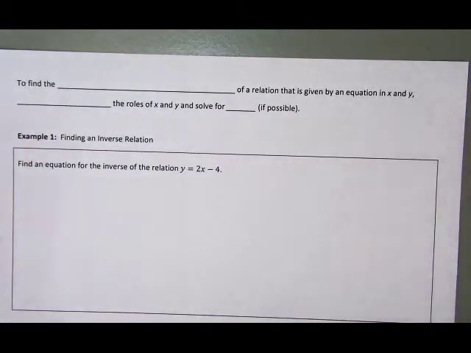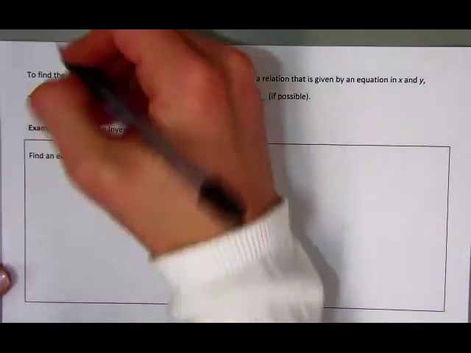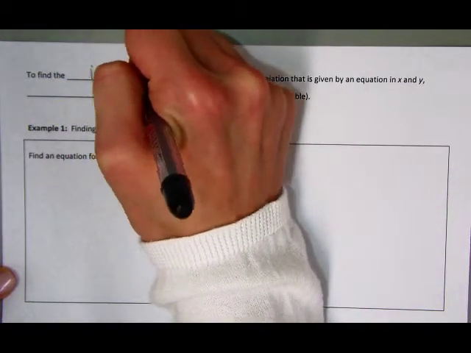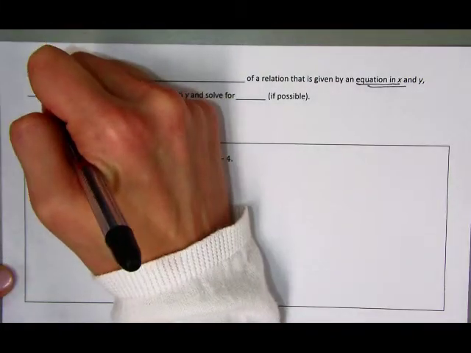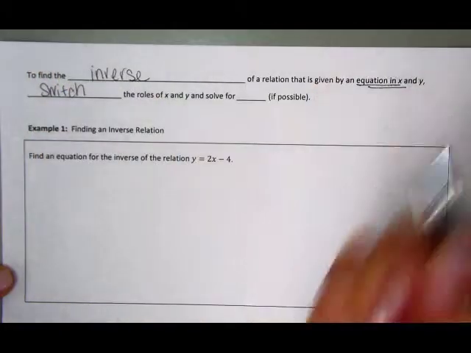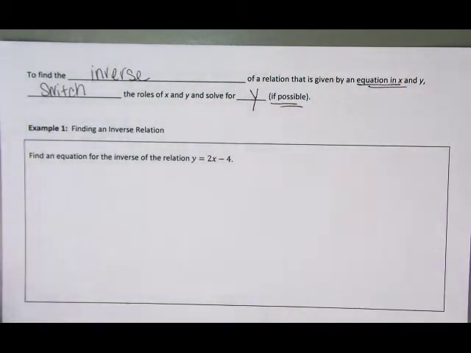To find the inverse, we don't necessarily have to do this graphically every time. To find the inverse of a relation that is given by an equation in x and y, so now we're looking at the equation, all we're going to do is switch the roles of x and y and solve for y if possible. So really what we do graphically is flip over the y equals x line, but when we look at our equations, we're just going to swap x and y at the beginning and then solve for y. So let's look at example 1.